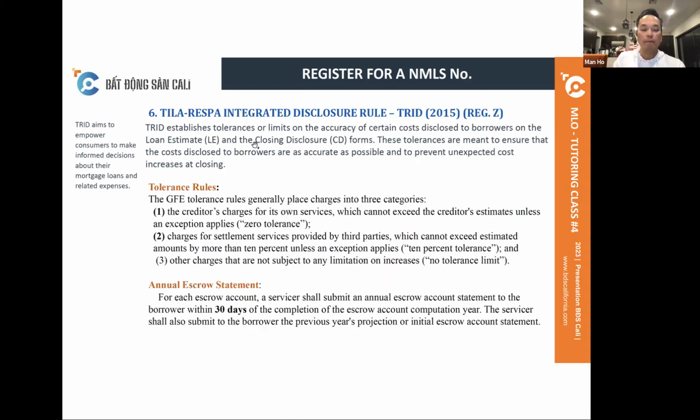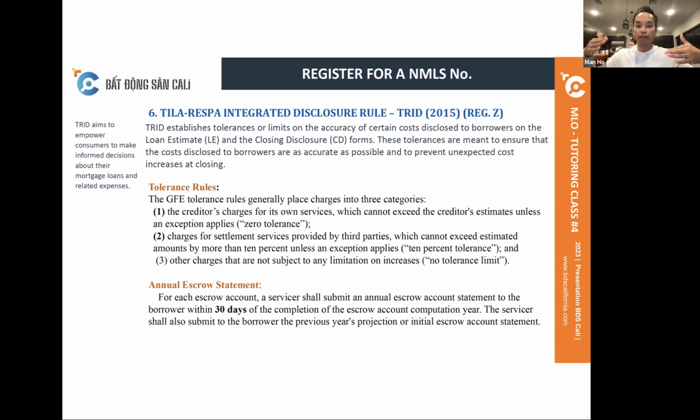Furthermore, these are some interesting things. 2 more slides. Hang with me. I know I'm running a little over because there is a lot of information. TRID establishes a tolerance or limit on the accuracy of certain costs disclosed to the borrower on the loan estimate and also on the CD. These tolerances are meant to ensure the cost disclosures to the borrowers are accurate and reliable, and to prevent unexpected costs. In the loan estimate and also in the CD, they list different kinds of costs.